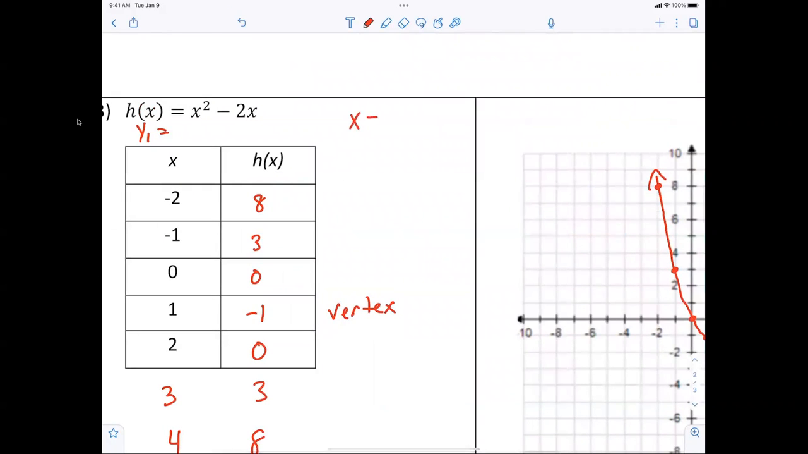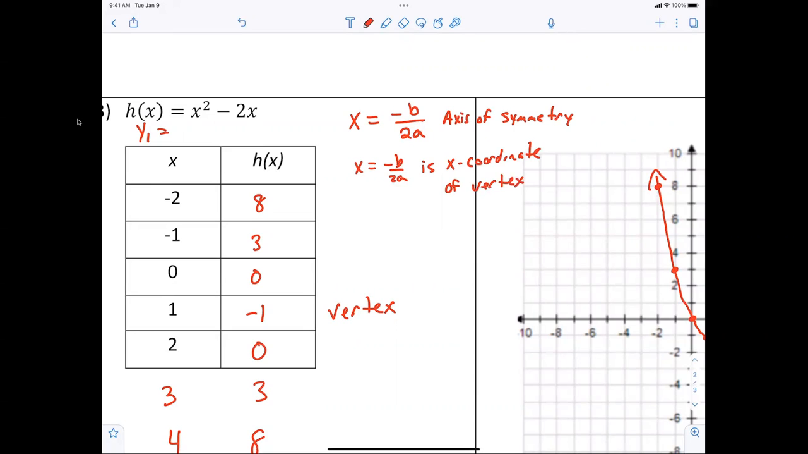X equals -b over 2a is the axis of symmetry. And X equals -b over 2a is the X coordinate of the vertex. All right, I'm jumping a little bit ahead for tomorrow, but that's okay because you guys are doing great.